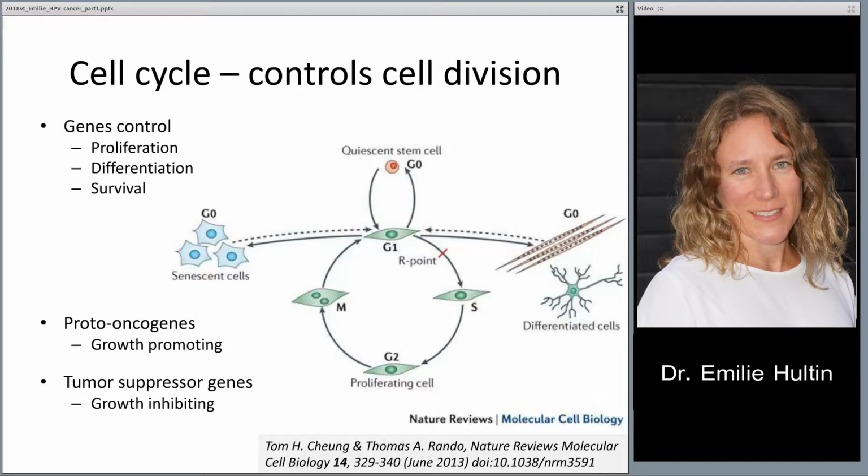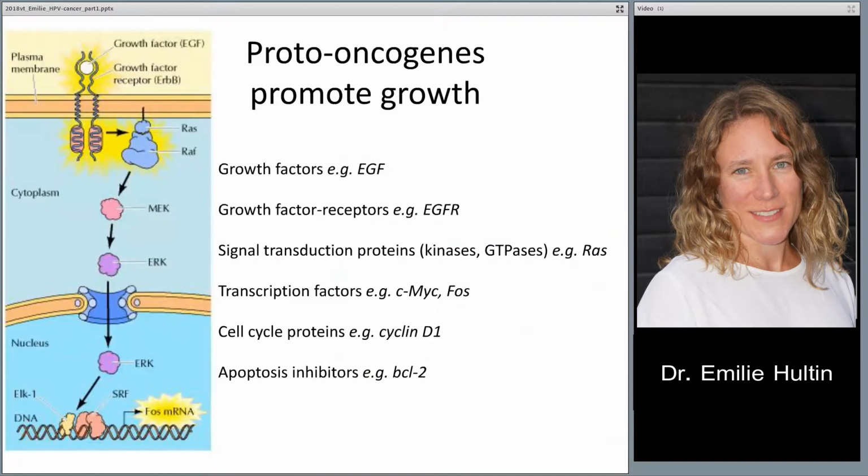If we're looking at the cell cycle, there are a lot of different genes that control it. We have genes that control the proliferation of the cell, the differentiation of cells, and the survival of the cells. These genes that control cell cycle and survival are called proto-oncogenes. These are the genes that promote growth of the cell. And we have tumor suppressor genes. These are genes that inhibit the growth of the cell, stop the proliferation, or lead to cell death.